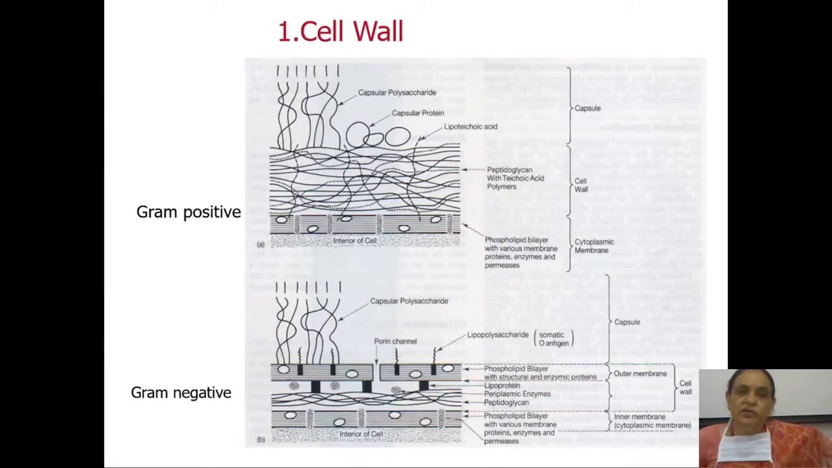The most important part of a bacteria, which is a unicellular organism, is the cell wall, which actually first comes in contact, or more likely comes in contact, with the human host. So that is where interaction occurs.